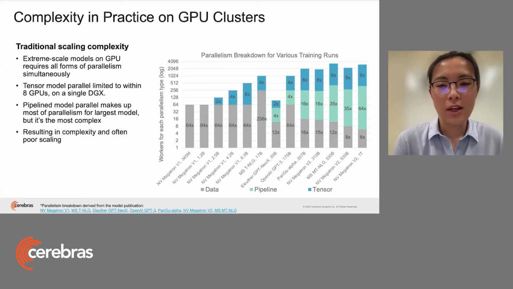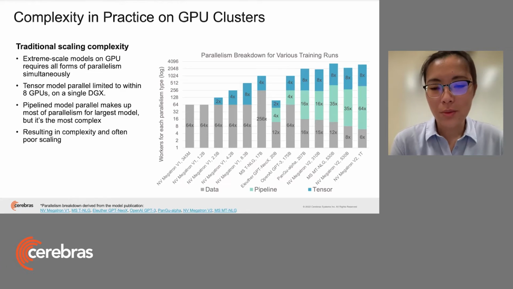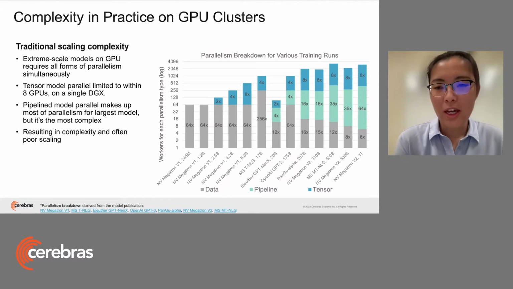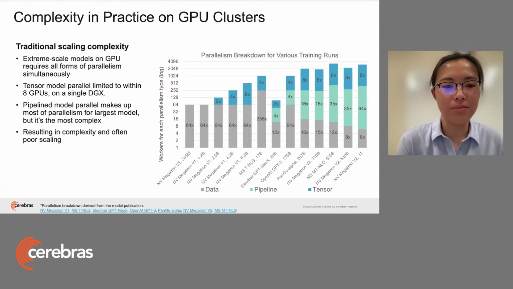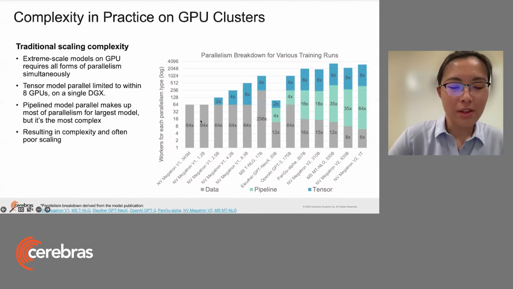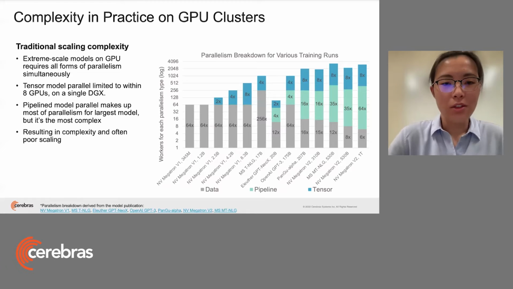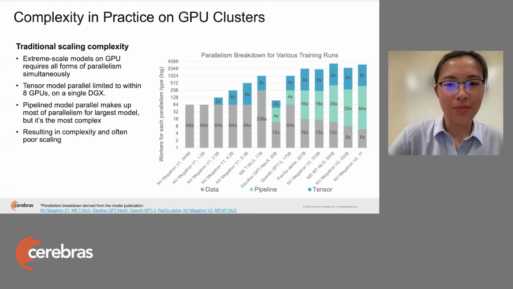Nowadays, if you want to run parallel training on GPU clusters, if you have done so, you'll know that it's a very complicated practice. On the figure shown on the right, along the x-axis, we're seeing the increase in model size over time. And on the y-axis, we're seeing that the larger the model, the more compute nodes you generally need. And you will start to need a hybrid of different kinds of parallelism at the same time to run the massive model training. For users, it results in complexity in practice, and also the compute often results in poor scaling.